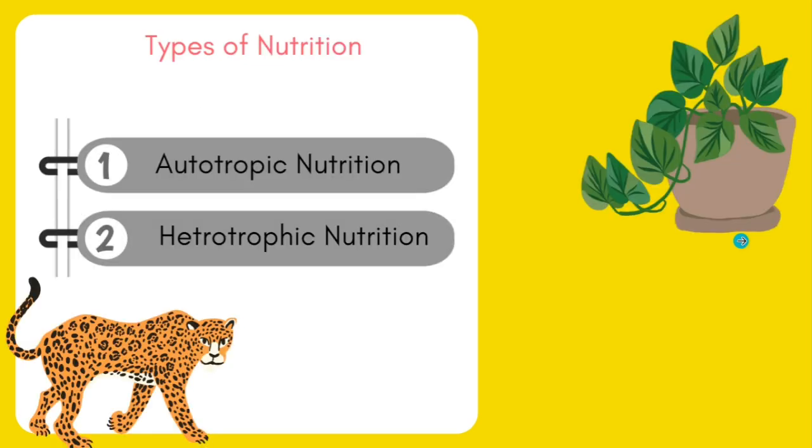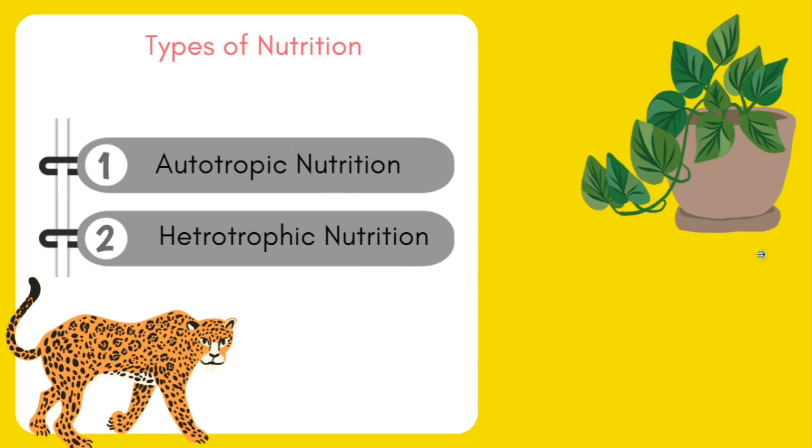Okay. Next, there are types of nutrition. What are the types of nutrition? There are two types, as I told you, that is autotrophic nutrition and heterotrophic nutrition. In the word autotrophic itself, auto means it can prepare its own food, and hetero means it depends on others for its food. So there are two types, as I told you, auto and hetero.